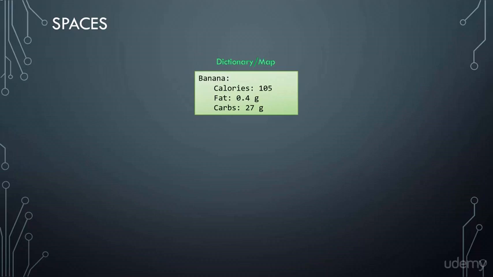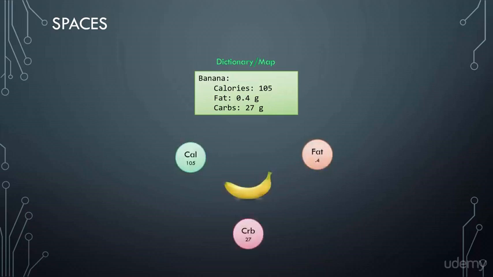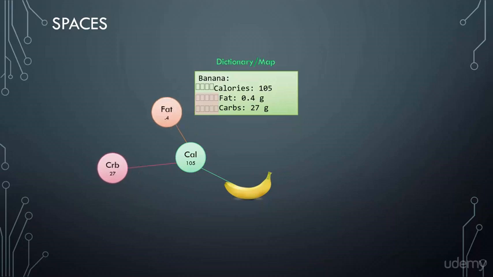Let's take a closer look at spaces in YAML. Here we have a dictionary representing the nutrition information of banana. The total amount of calories, fat, and carbs are shown. Notice the number of spaces before each property that indicates these key value pairs fall within banana. But what if we had extra spaces for fat and carbs? Then they will fall under calories and thus become properties of calories, which doesn't make any sense.